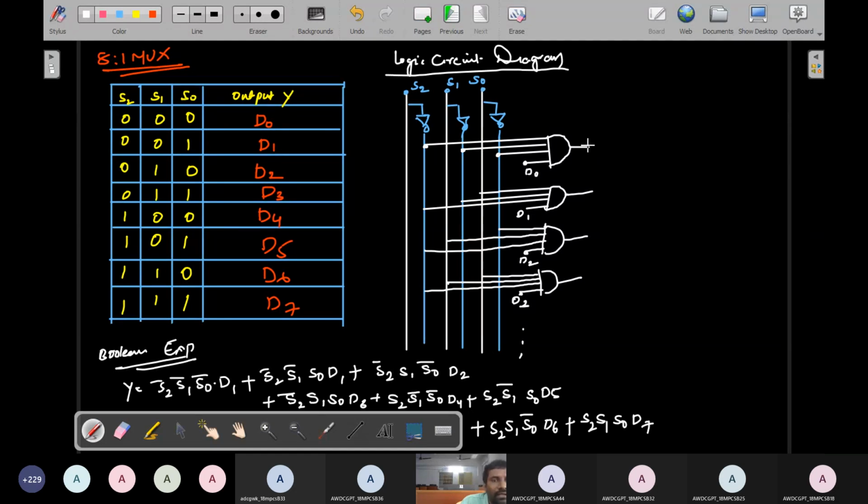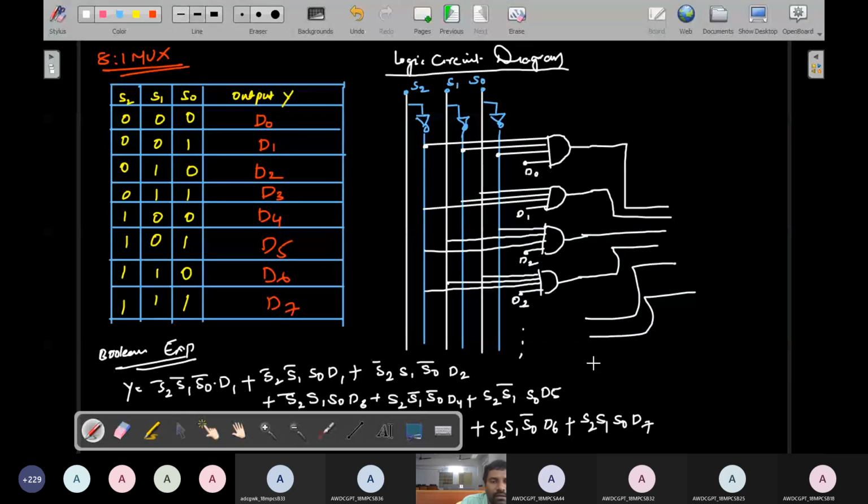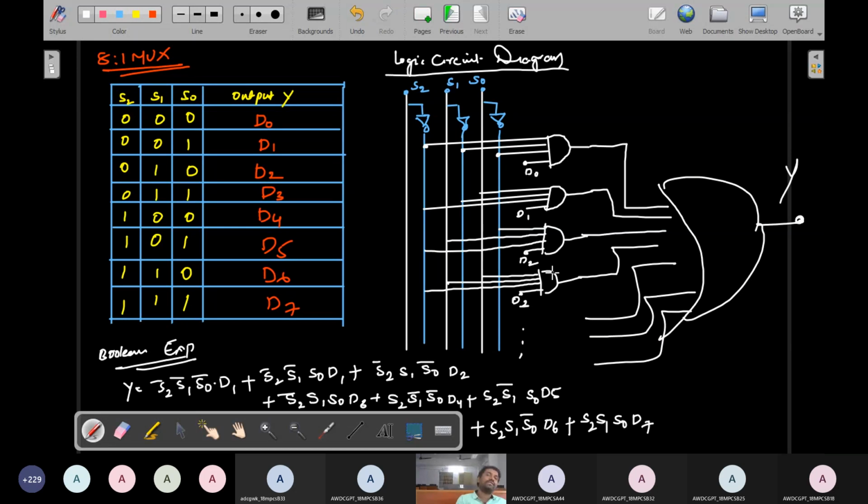So everything will be connected like this, because all of these are connected like this. By using a single OR gate, this is your final output. Understand, this is the block diagram, the logical circuit diagram.